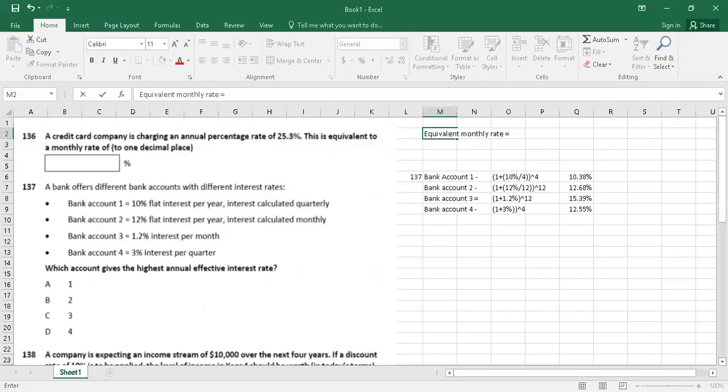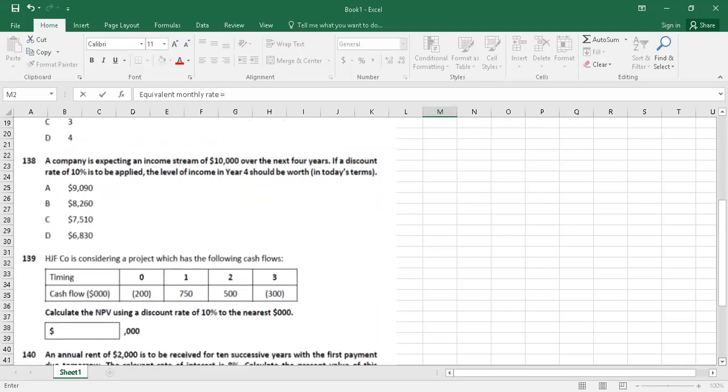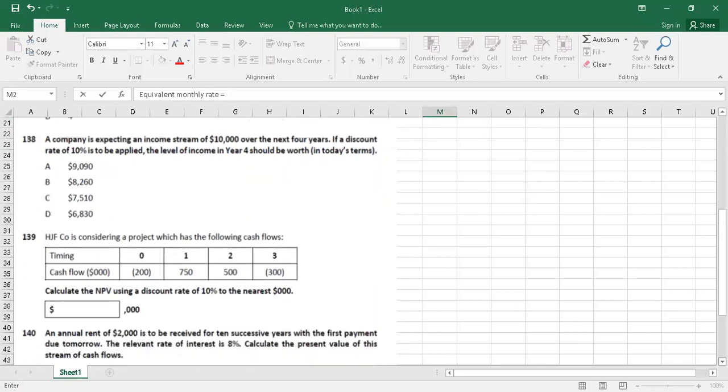After this calculation, we have question number 138. A company is expecting an income stream of 10,000 over the next 4 years. If a discount rate of 10% is to be applied, the level of income in year 4 would be worth. Level of income in year 4.